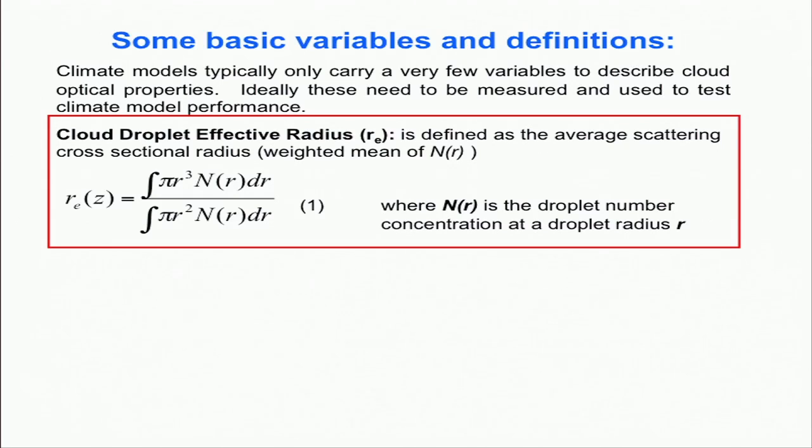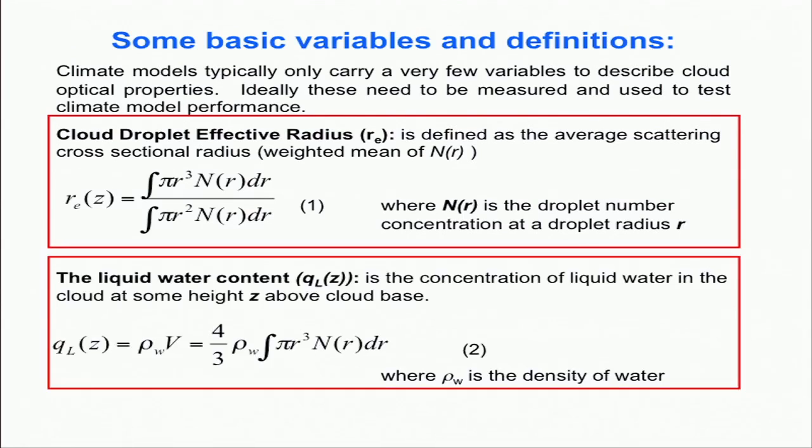Cloud droplet effective radius. Remember, we looked at these various different size distributions. We can't actually put all those into a climate model, so we have to come up with something called a cloud droplet effective radius, R sub E. And that's essentially the average scattering cross-sectional radius, or the ratio of the third to second moments of the size distributions, if you want to look at it that way. So that's just given by that equation, where n of r is the number of drops for a particular size. So essentially we're sort of comparing the volume radius to the area radius, if you put it that way.